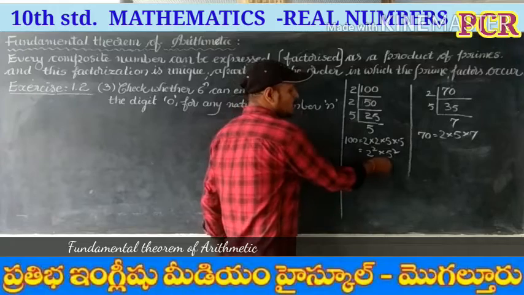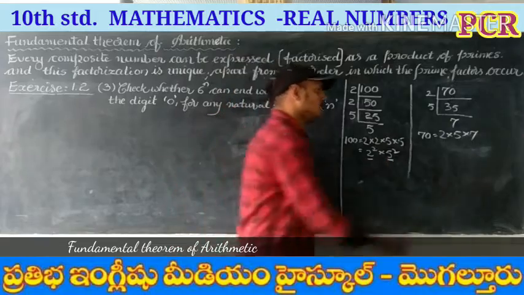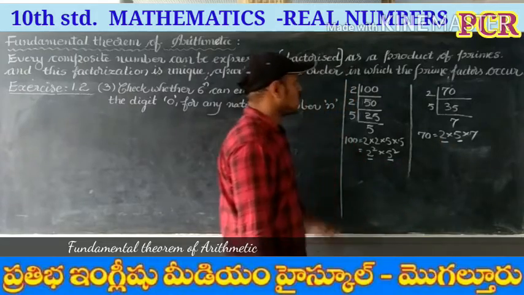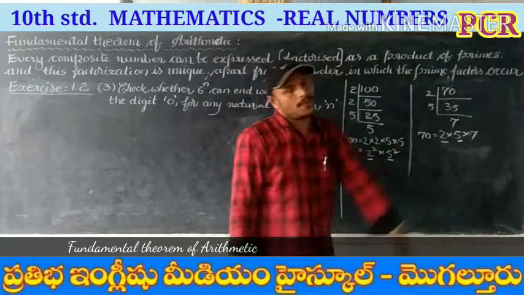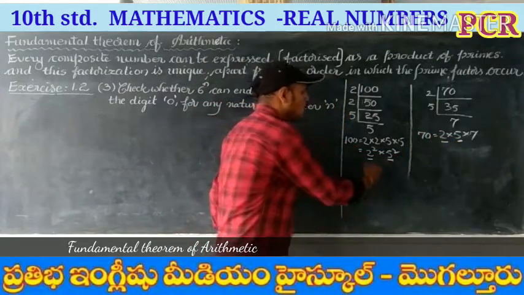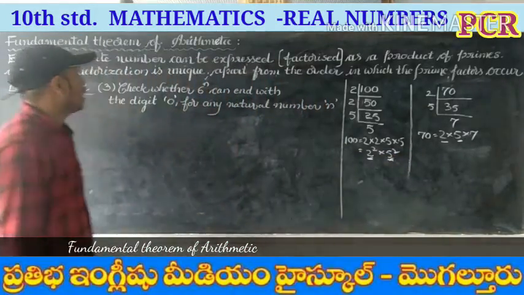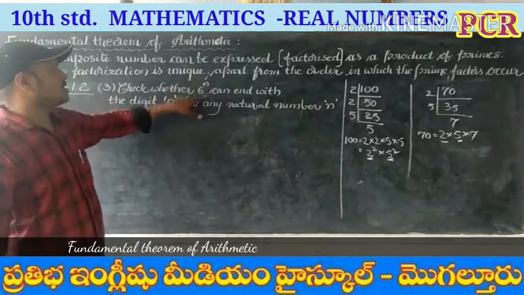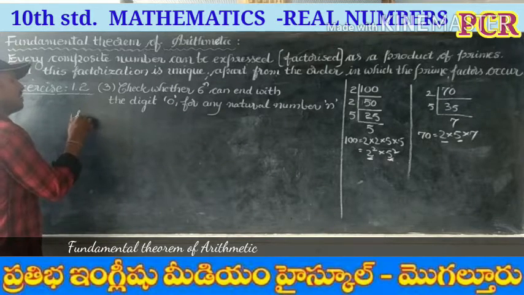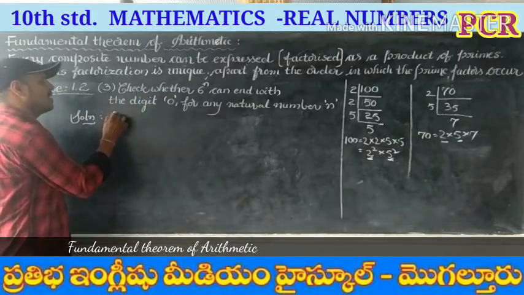These two numbers end with 0. Just observe. In this prime factorization there are the prime factors 2 and 5, and in this one also 2 and 5. So the numbers that end with 0 must have 2 and 5 in their prime factorization. Now we have to check 6 power n: does it have 2 and 5 in its factorization?